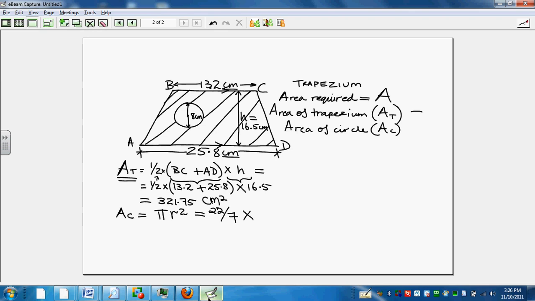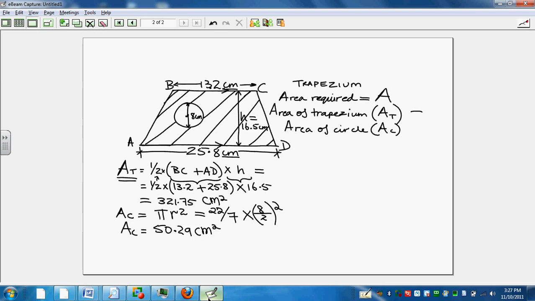So the radius will really be 8 divided by 2, because a radius is half of a diameter. It is from the center to any point on the circumference. So the radius will be half of 8, and we have to square it. Having done that, you should find that AC, which is the area of the circle, works out to be 50.29 cm squared. That's what it will work out to be.